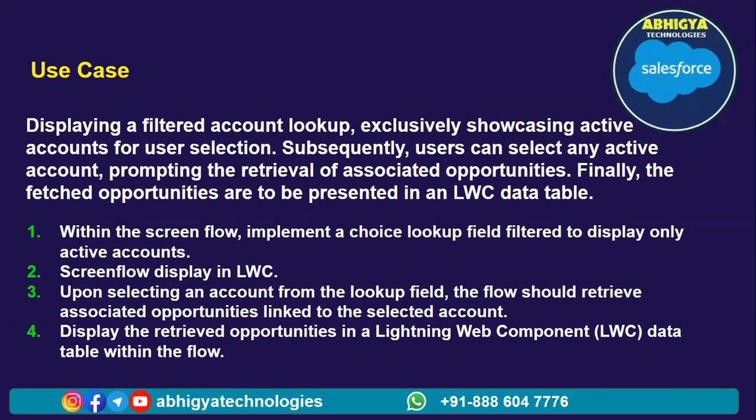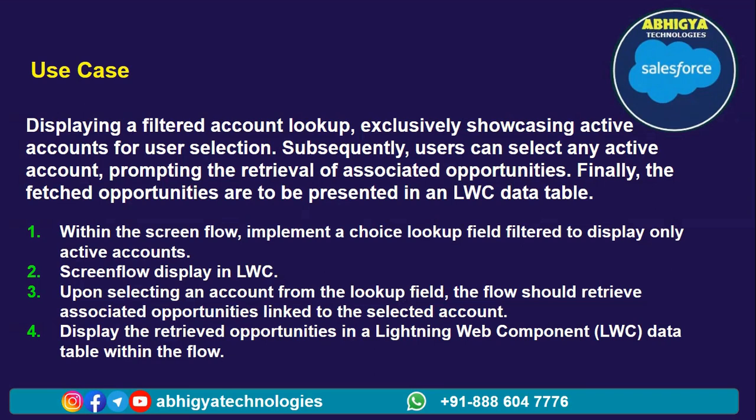First step is to display the filter lookup for the account, with only the active accounts. After that, the user can select any one of the accounts. Based on that selection, we retrieve the opportunity records related to that account. And finally, we display the retrieved opportunities in the LWC data table for user-friendly purposes.